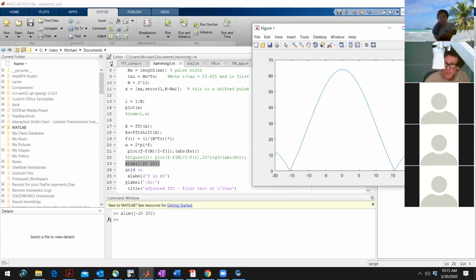After you do the adjustment with FFT shift, you also have to adjust the frequencies to center them at zero. Do you understand that, everyone? Can you explain one more time what FFT shift does?